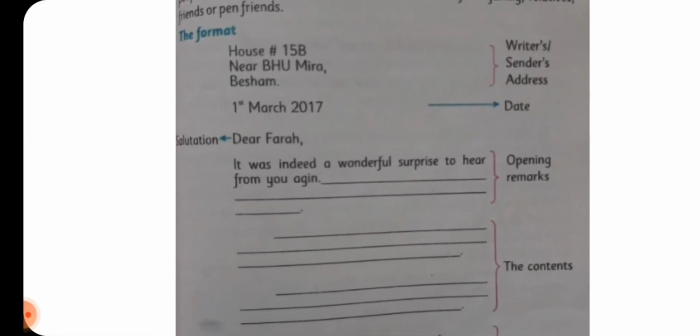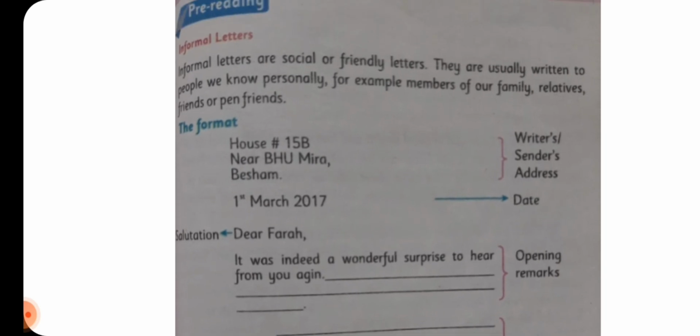And there are some slight differences in the patterns of both these letters as well. So just look at those differences. First of all, in the informal letter, we write the sender or the writer's address. For example, if you are writing the letter to your friend or to your family members, then you are the writer of the letter. So you will be mentioning your own address at the top left corner of the page.